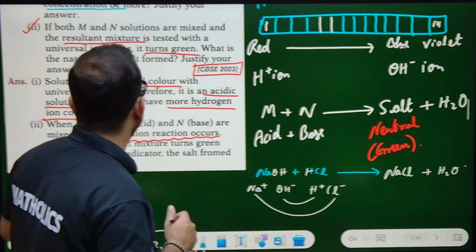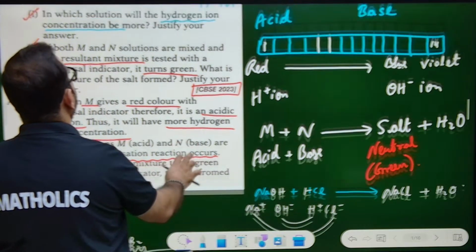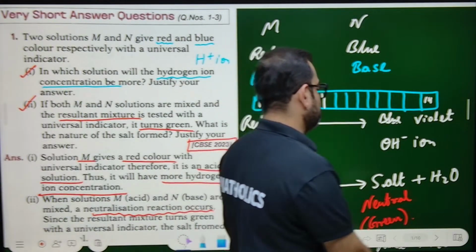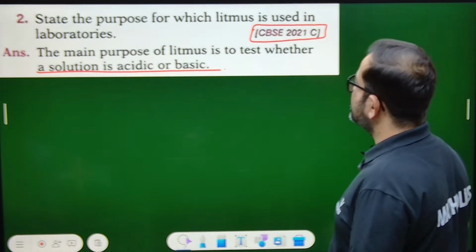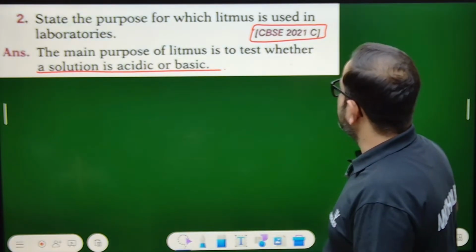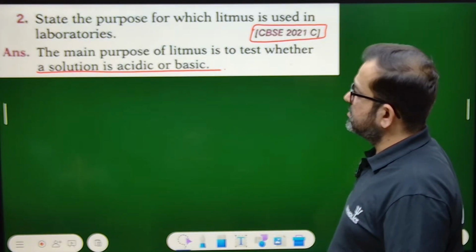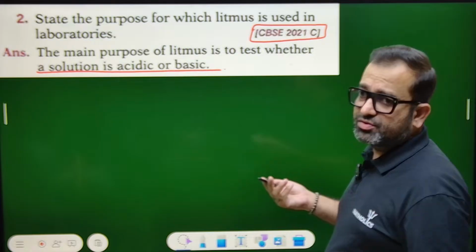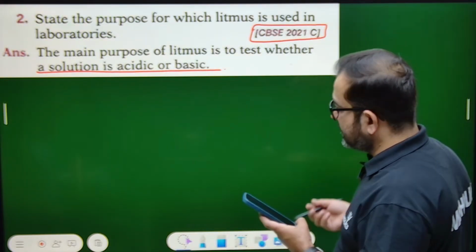Okay, next question. This was first. Let's go for the second question. State the purpose for which litmus is used in laboratories. Obviously, it is used to test whether the solution is acidic or basic.